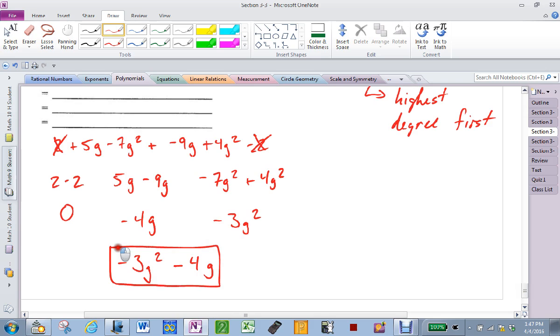Can everybody do it? And see how it can be done in 3 lines? Especially if you're using a pencil, because then you can just erase the brackets. Cool? Okay. That's it.